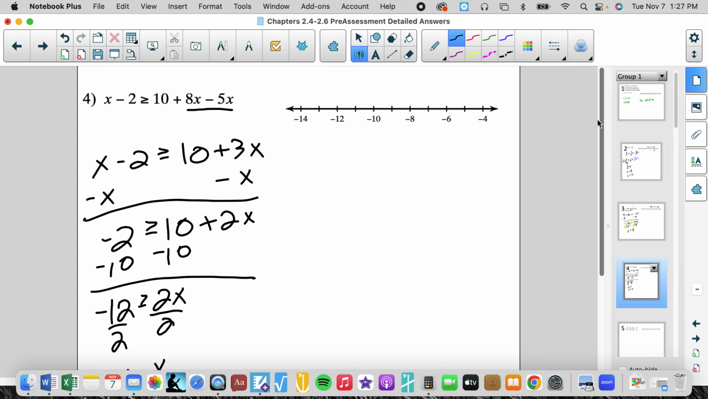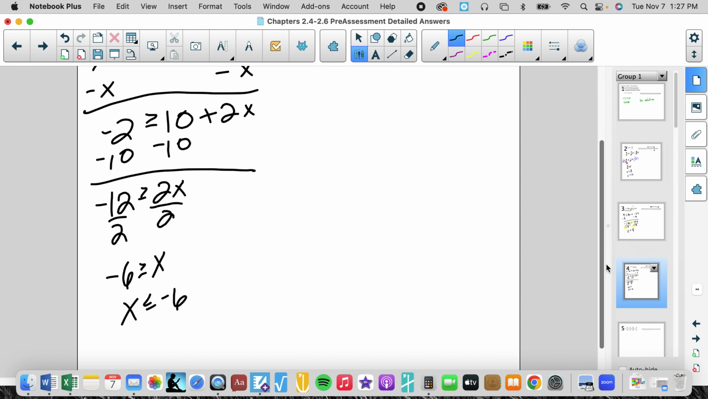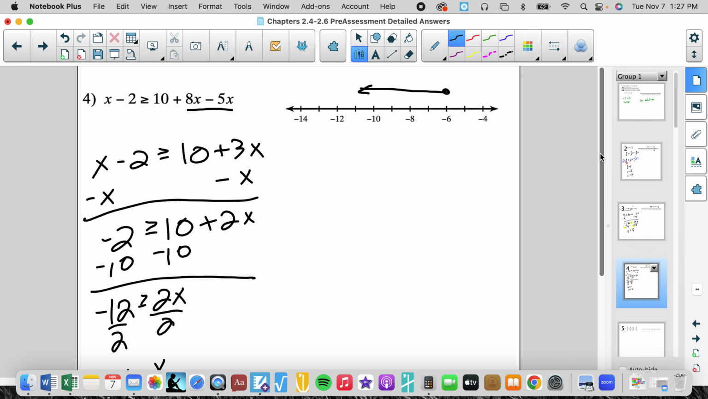So closed circle on negative 6, going to the left. Making sure less than, closed circle, perfect.